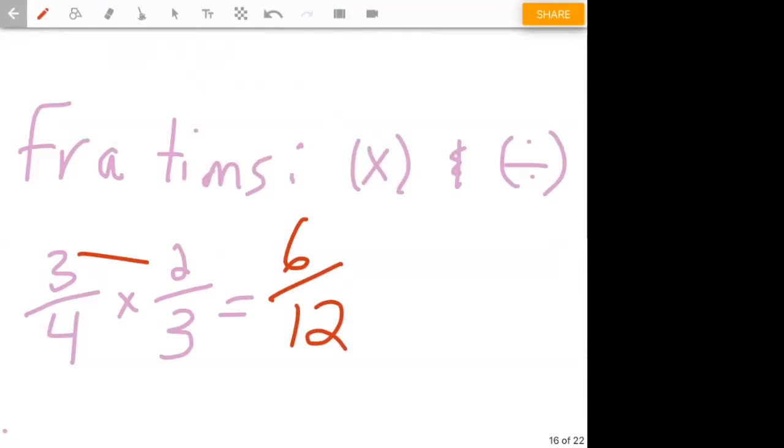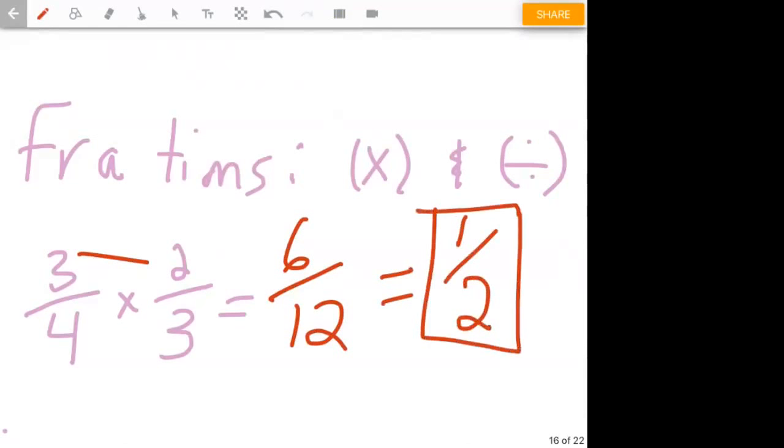And then whenever you have a fraction, you want to look and reduce it to lowest terms if you can. So we can reduce 6/12 because 6 goes into 6 and 12. So 6 goes into 6 once and 6 goes into 12 twice. So reduced, that would be 1/2.